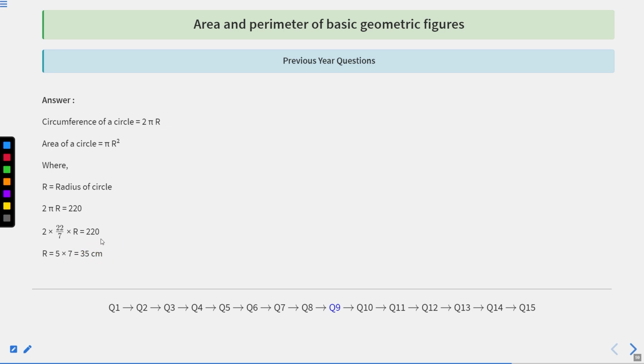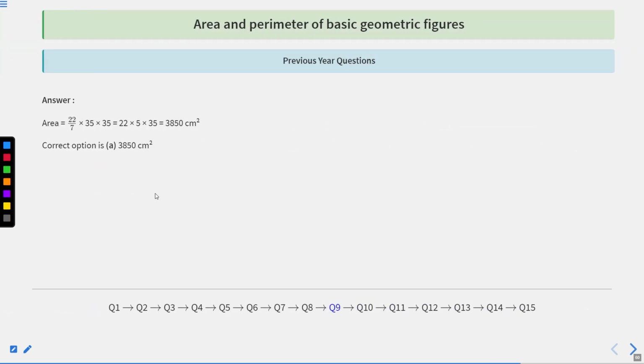Since r is known to you, you can simply substitute the value of r in the area formula for a circle, that is pi r square. So when we do that, area is equal to 22 by 7 into 35 times 35, and it is equal to 22 times 5 times 35, and it is 3850 centimeter square. So option A is correct here, that is 3850 centimeter square.